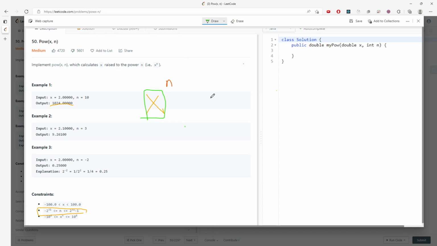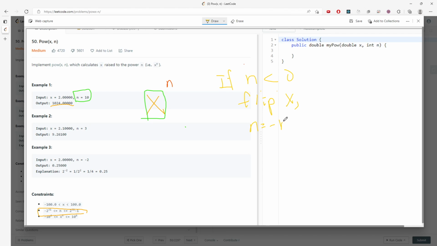This is because I have to change my base number to 1 over x, right? And this is a fraction, and the double can store it, right? So it doesn't matter whether x is positive or negative, but we have to depend on n. n is always an integer, right? So again, if n is less than 0, we need to flip the x and also change the sign to negative n.